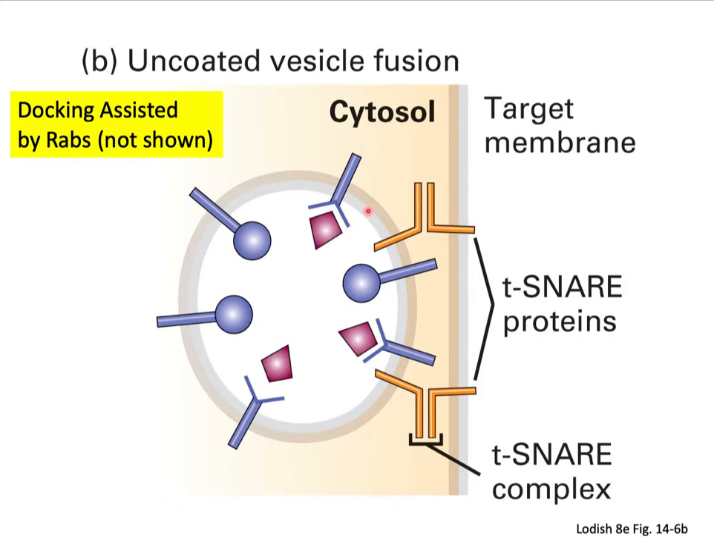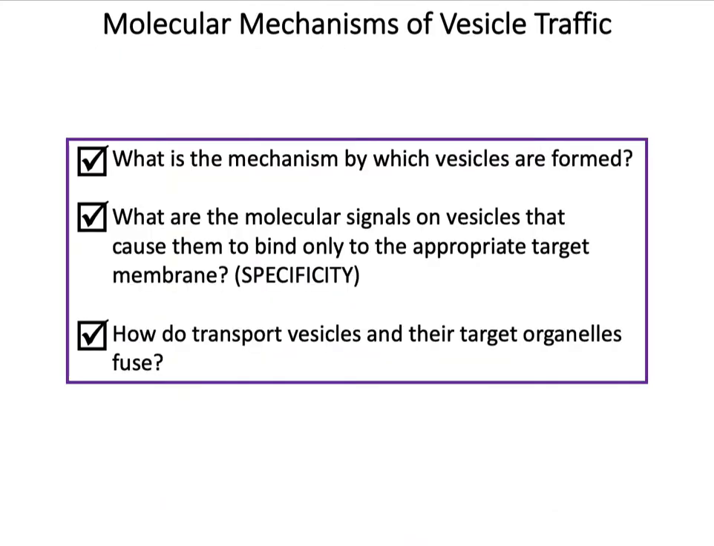Now, this whole docking event of this vesicle to this target membrane is also assisted by Rab GTPases, which is not shown in the slide, but I will show you in a minute. It's important to point out that the Rab GTPases also help confer specificity. They help these transport vesicles find the appropriate target membrane. I will elaborate on that in a minute. So let's move on to the last question.